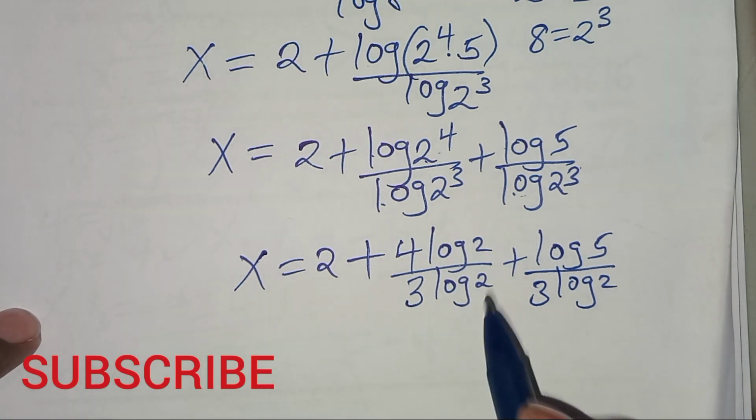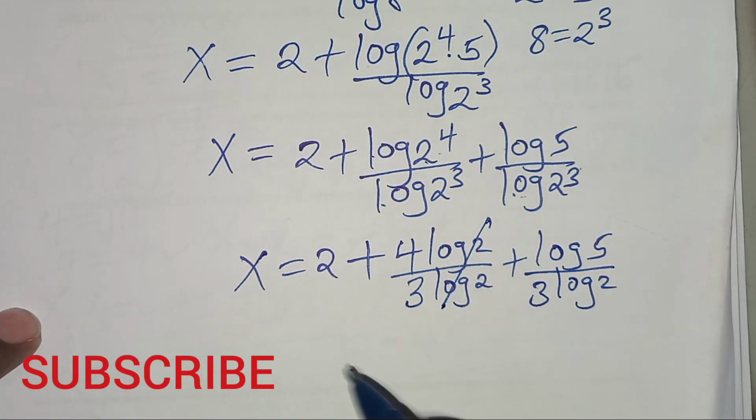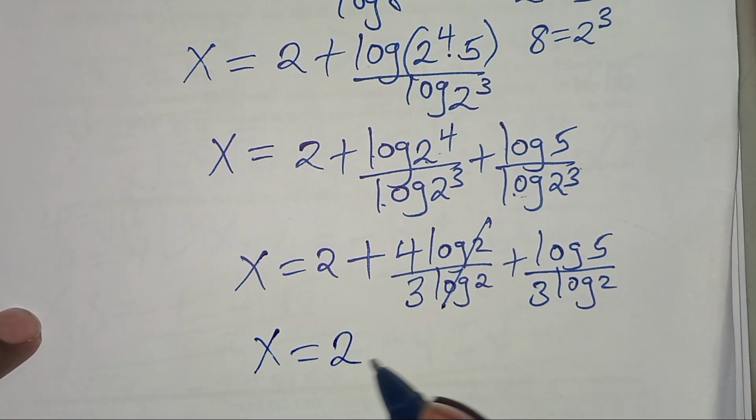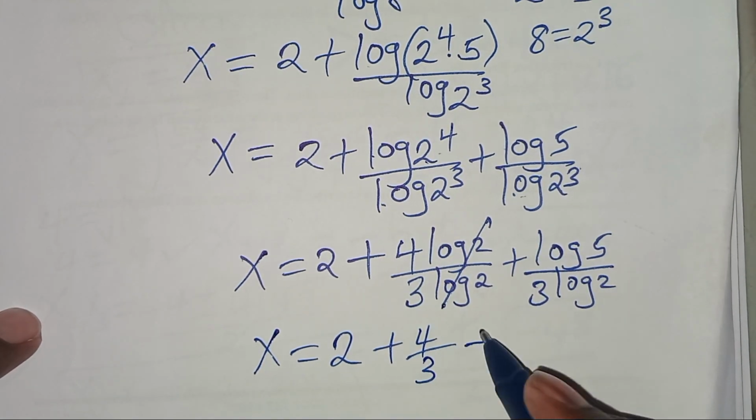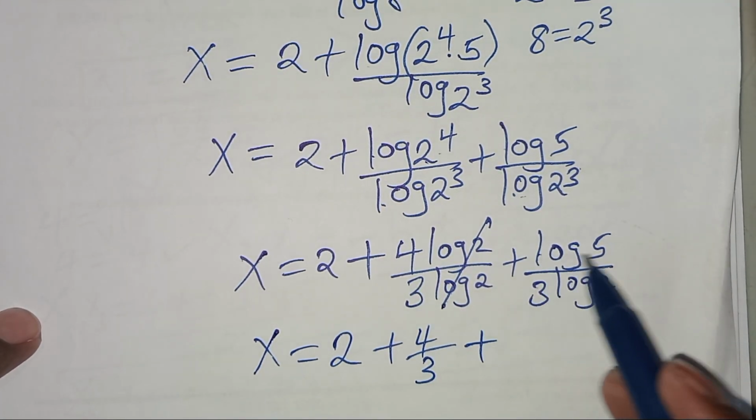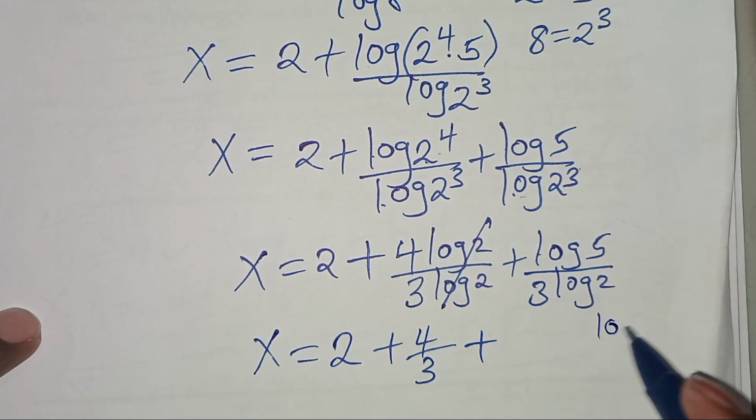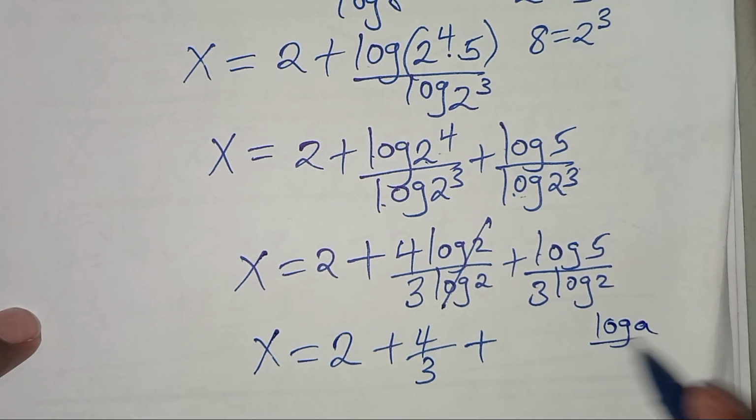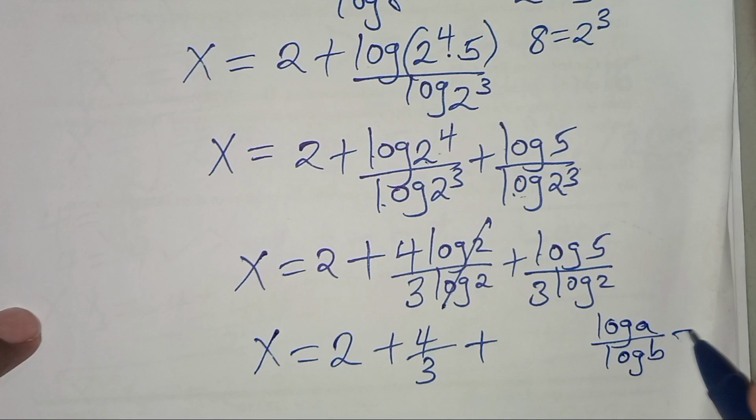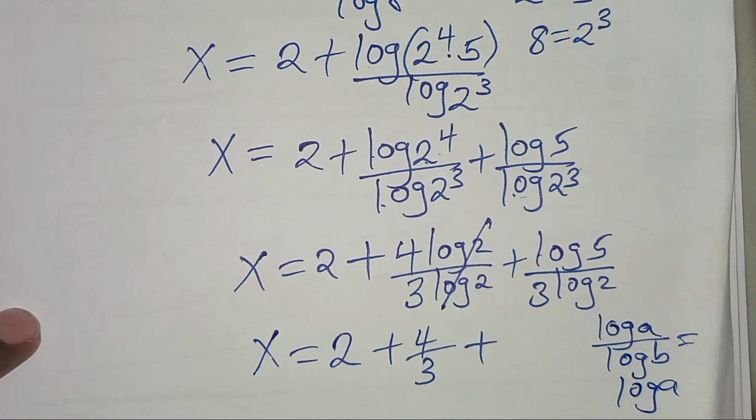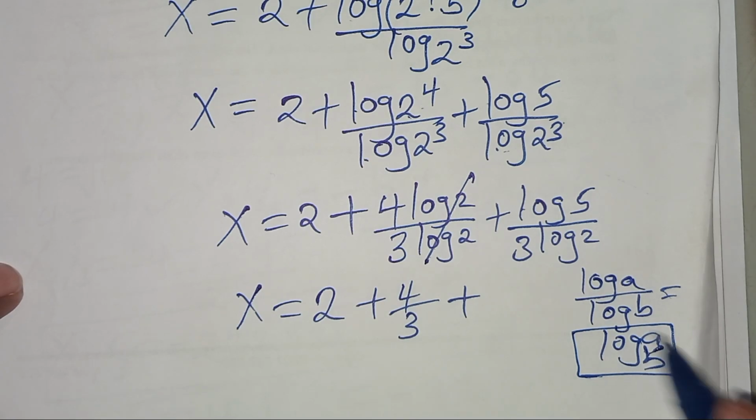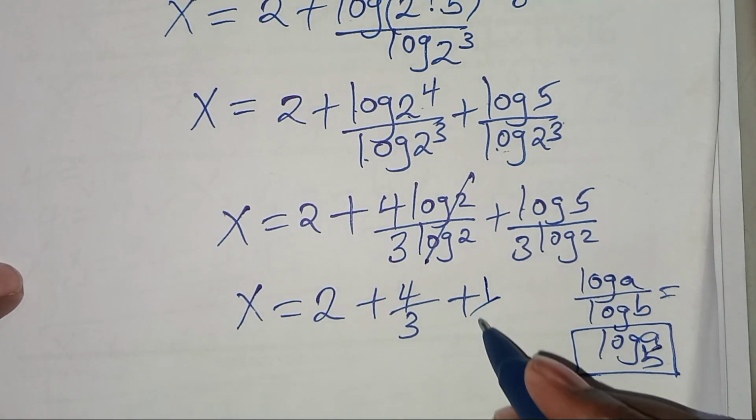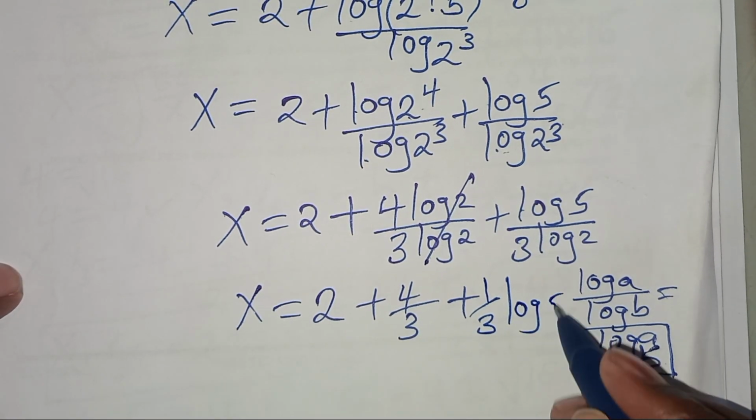Now from what we have here, we can simplify log 2 and log 2 so that x will be equal to 2 plus 4 over 3 plus log 5 divided by log 2, which is in the form of log a divided by log b, which we can express as log a to base b. Okay, so applying this property, we'll have a third log 5 to base 2.